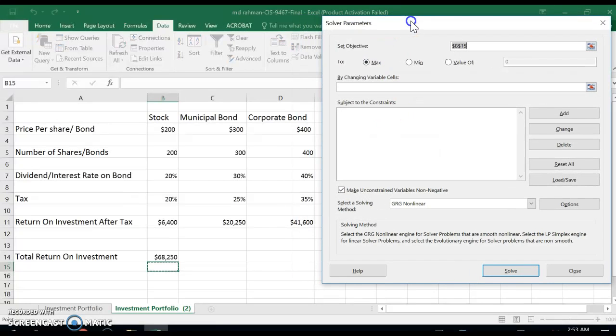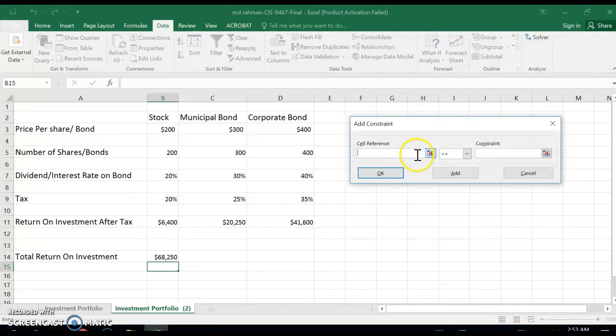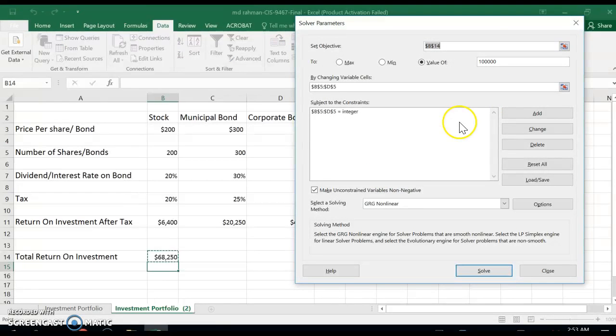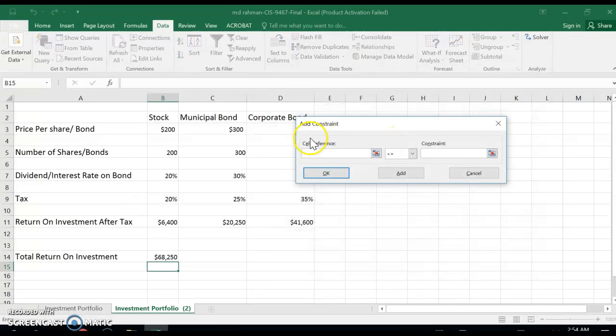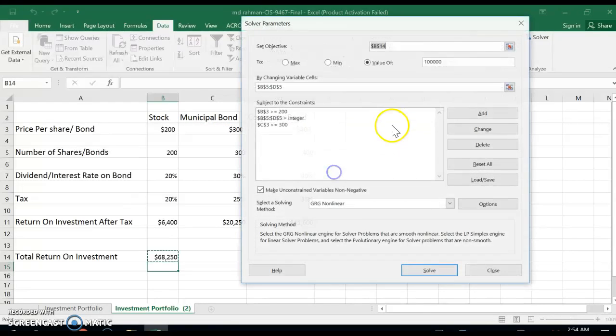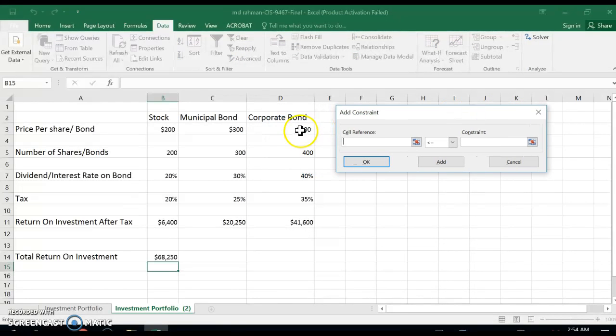Basically the same method. I set the value to 100,000, then set the constraints: the number of shares and bonds set as integers, common stock at least $200, municipal bond at least $300, and corporate bond at least $400.